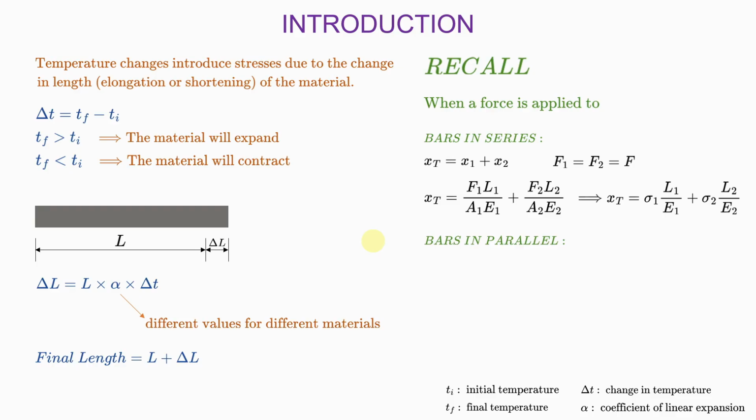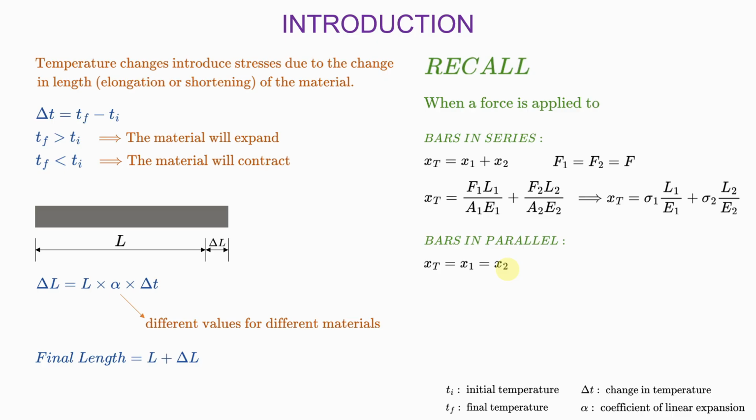And then you have bars in parallel. When you have a force that is applied to bars in parallel, the total deformation of the compound bar is equal to the deformation of the one bar, and which is equal to the deformation of the other bar. Okay, because the bars are parallel, therefore, they all deform the same way. And bars in parallel can either be two bars next to each other, or they can be one bar inside of the other.